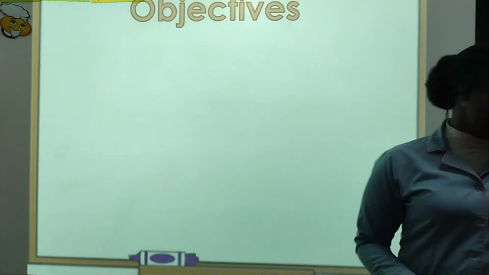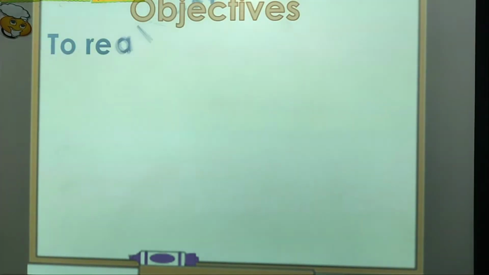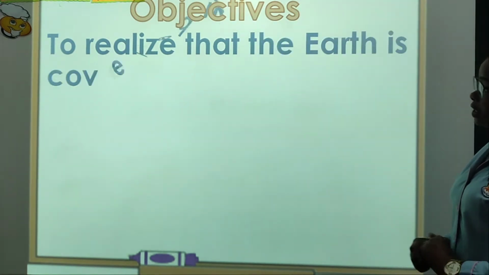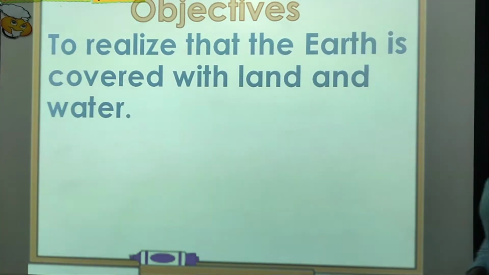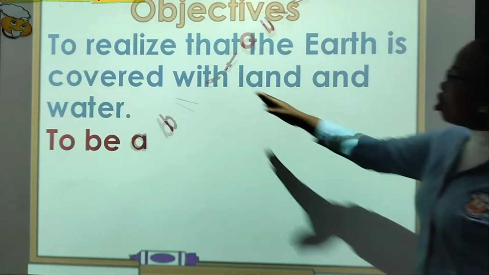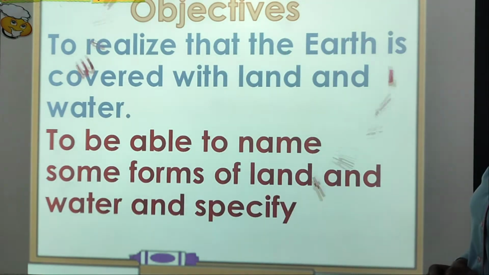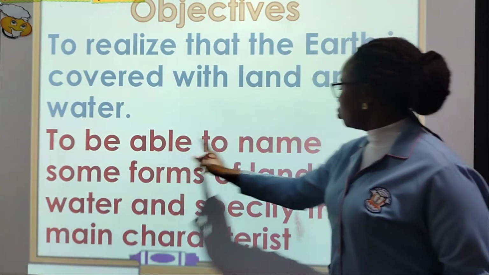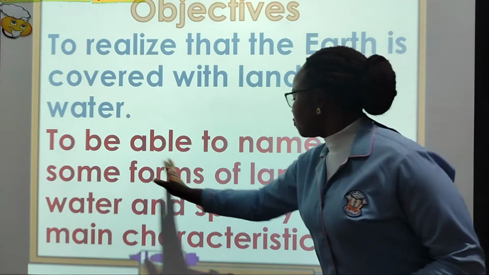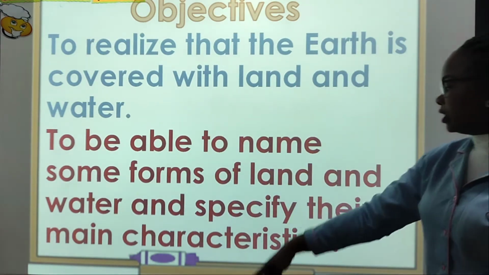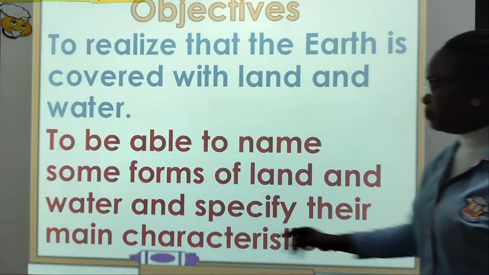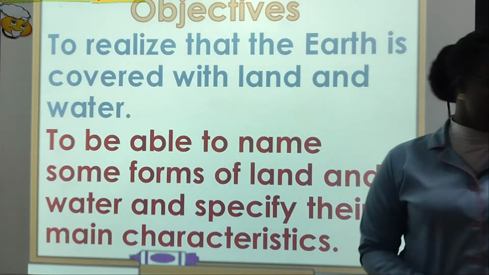Our lesson objective. What is our lesson objective? Number one, to realize that the earth is covered with land and water. And the second one is to be able to name some forms of land and water and specify their main characteristics.